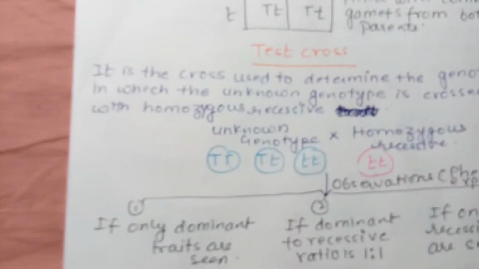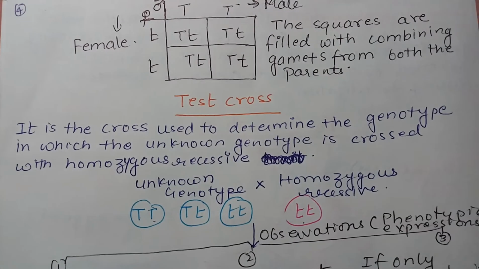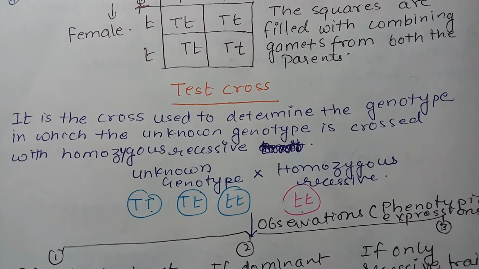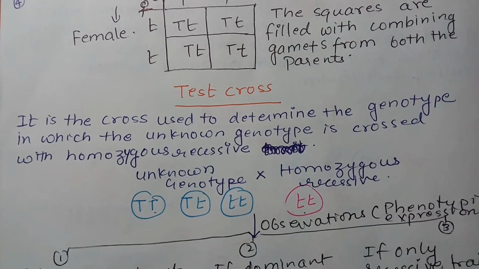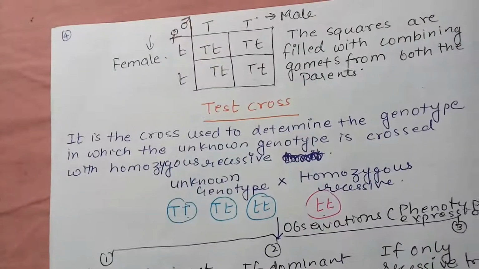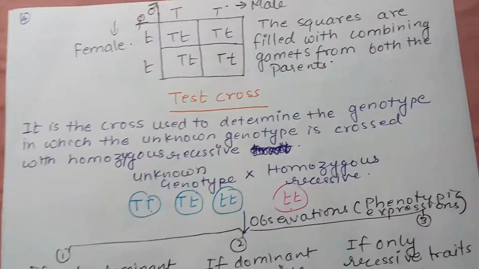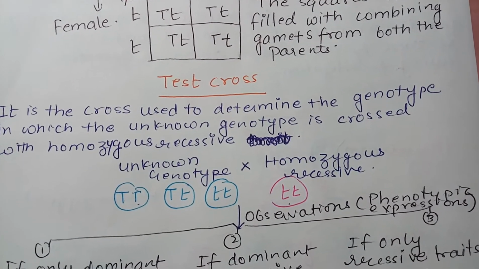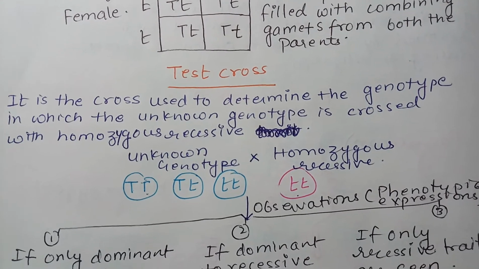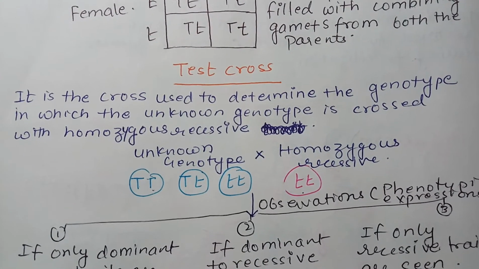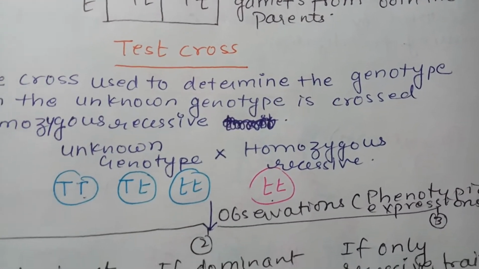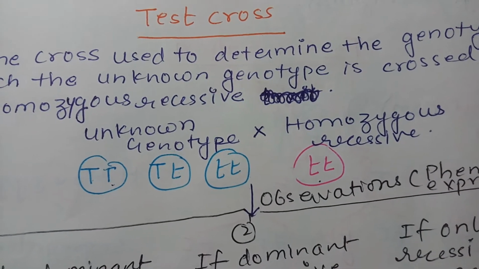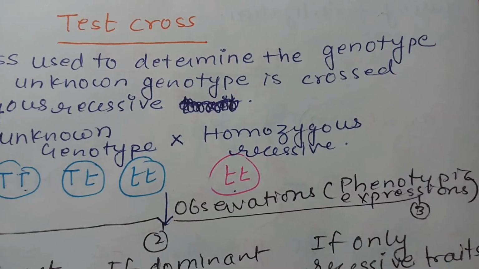Now what is a test cross? It is the cross used to determine an unknown genotype. Suppose we don't know the genotype of one particular individual and we want to find out. How is that done? This was again identified by Mendel: cross the unknown with a homozygous recessive. Suppose the unknown could be any of the 3 genotypes, and this is homozygous recessive.